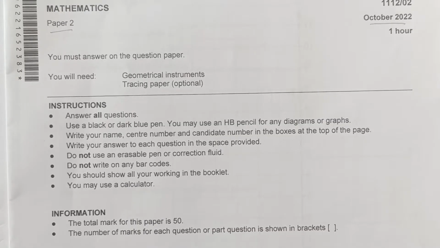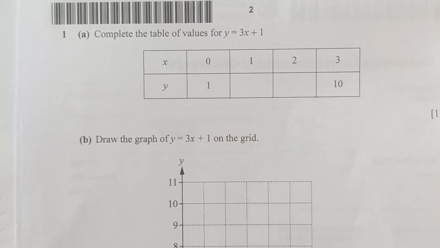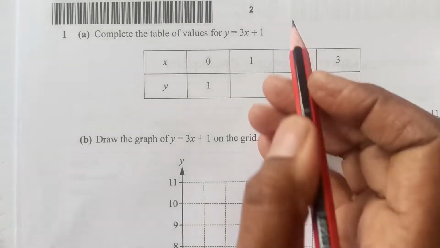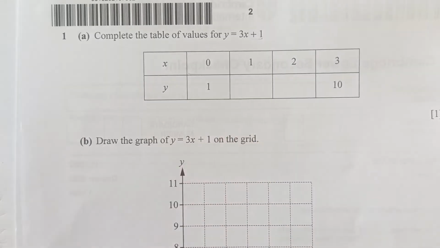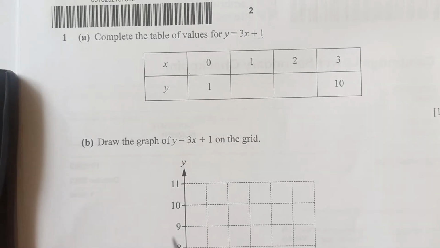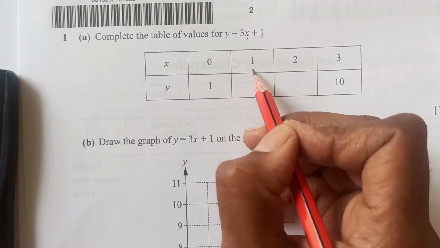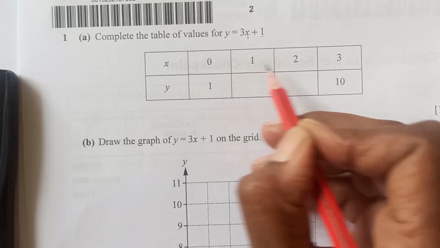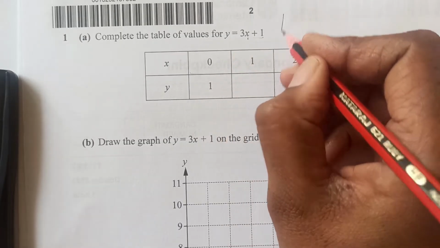So let's get started. The first question that we have here is: complete the table of values for y equals 3x plus 1, and we have values of x here and we are going to find the values of y. As this is paper 2, we can easily use a calculator and you can do this question very easily. You are just going to plug in these values. For the first one I can show you how we are going to do that.